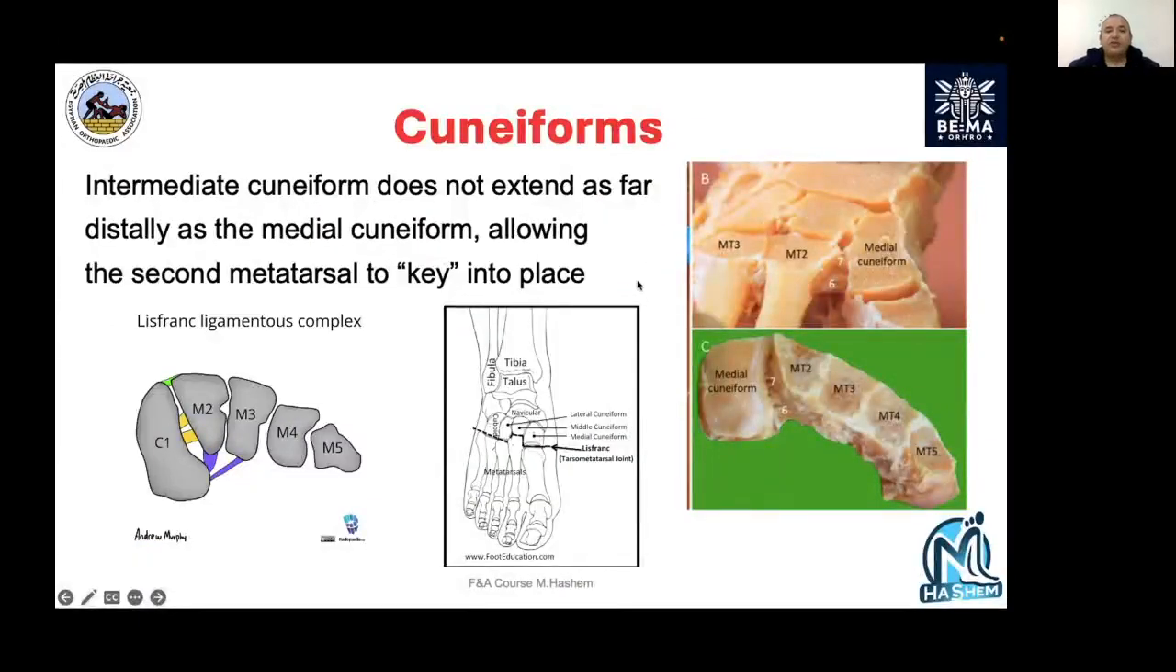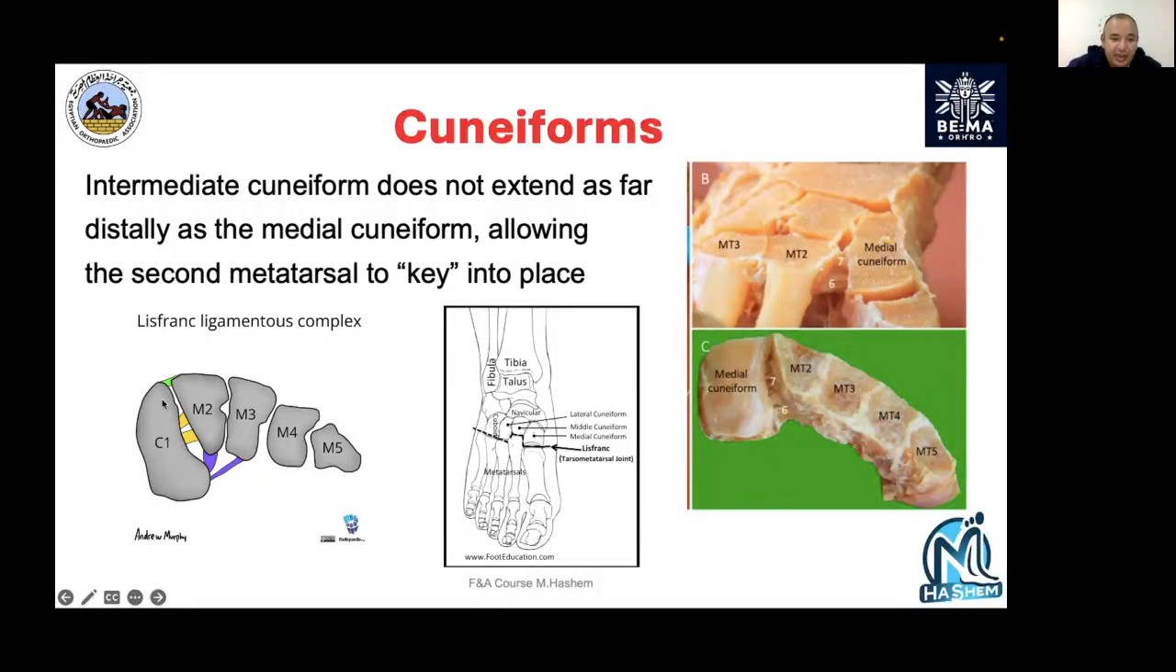If we come to the cuneiforms, the most important are the medial, intermediate, and lateral cuneiforms. You need to understand that the second metatarsal is the longest, so it recesses backward, and therefore this curve is an arch in itself. The second TMT joint is more proximal than the first and third TMT joints, as you can see, and the joint between the cuneiform and the second metatarsal is the Lisfranc, or tarsometatarsal joint.